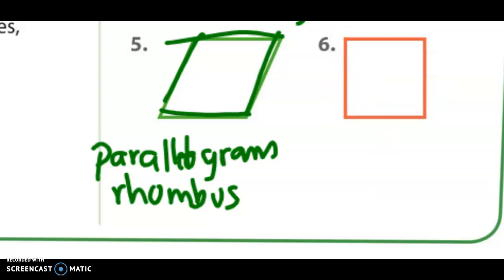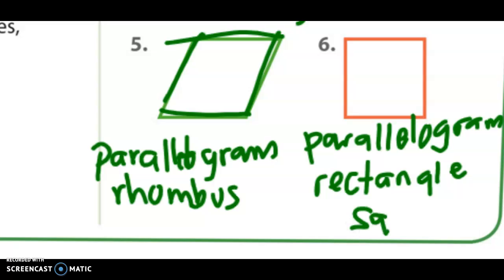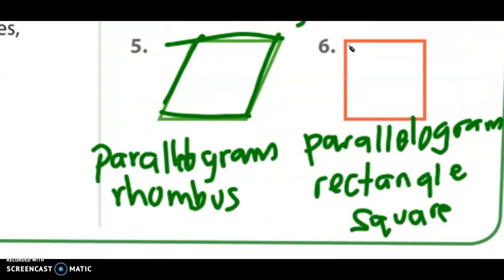Okay, and then lastly right here we can call this one, guess what? Parallelogram. We can call this a rectangle. And we can call it a square. The reason we can call it a rectangle is because it does fit all those attributes of a rectangle. It has 2 opposite sides equal length, 2 opposite sides parallel, but it's a square because all four sides are the same length.